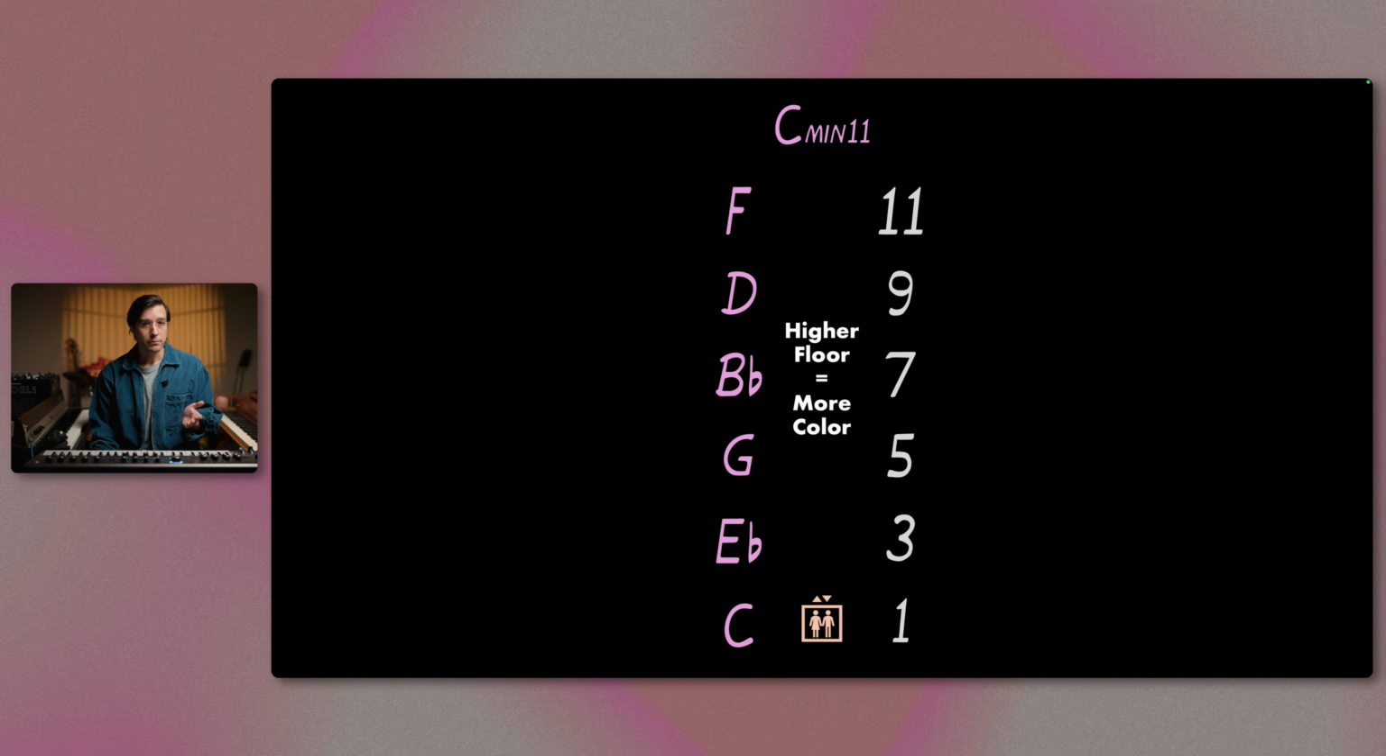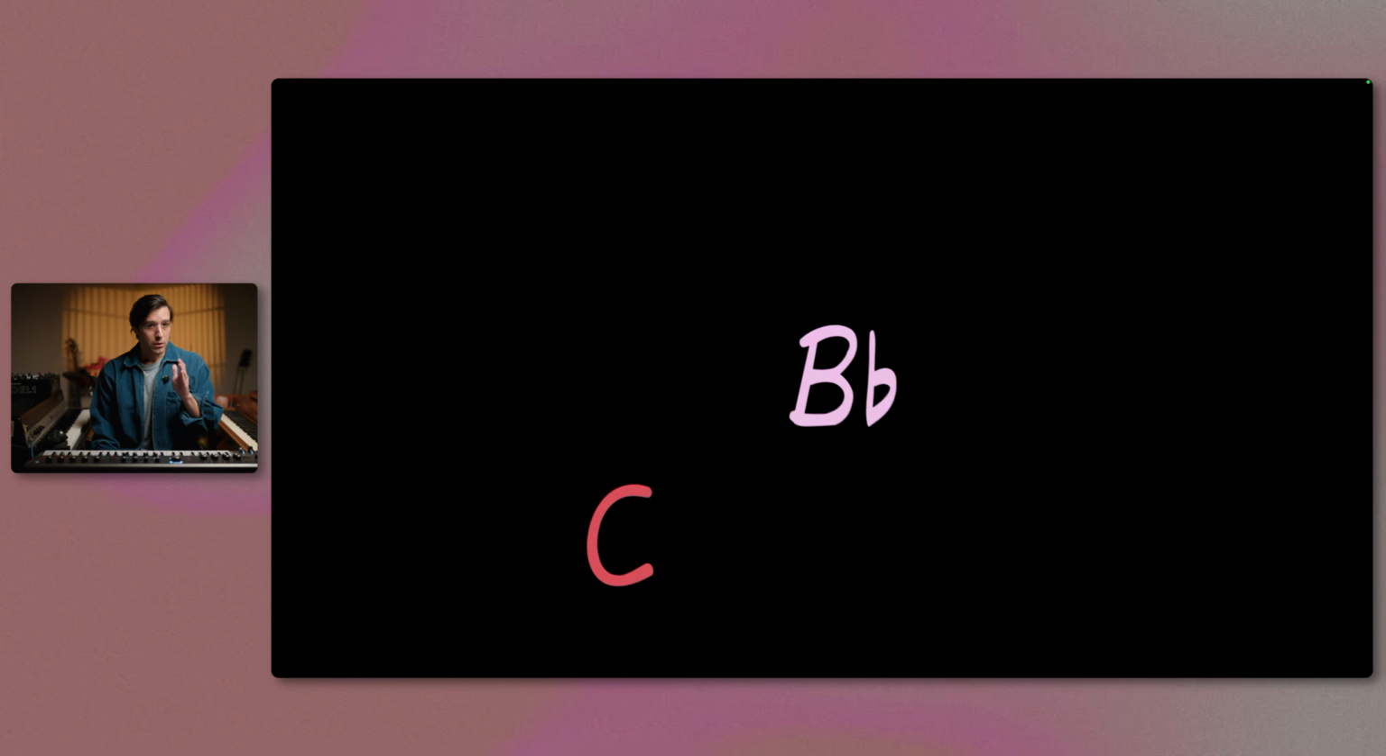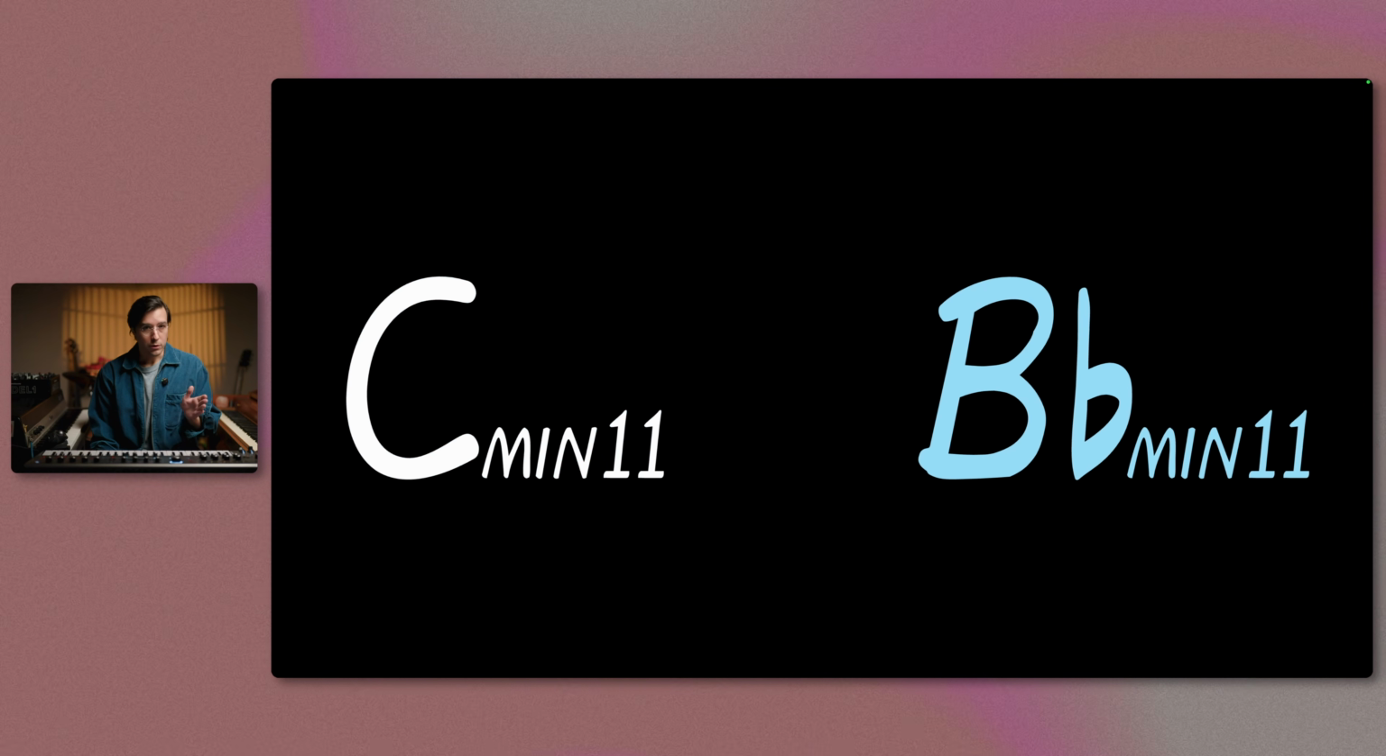The higher the floor, the more colorful the note. Since we are using minor 11 chords, the 11th floor is the most colorful. So for C minor 11, F is the most colorful note. The first floor is the least colorful. For C minor 11, C is the least colorful note. But the shapeshifting happens between the chords.